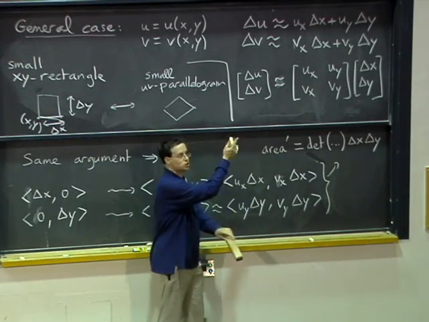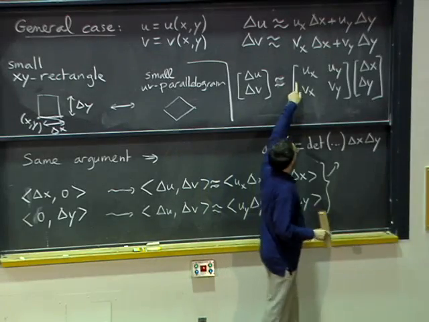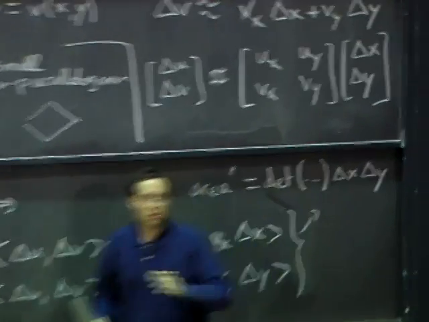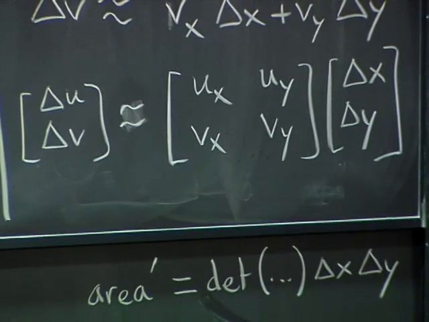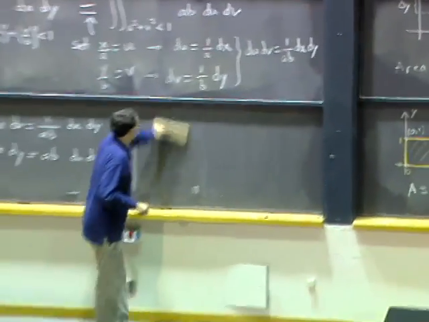Okay, it doesn't matter in which order you write it. I mean, you can put it in rows or in columns. If you transpose a matrix, that doesn't change the determinant. Any sensible matrix that you can write will have the correct determinant.